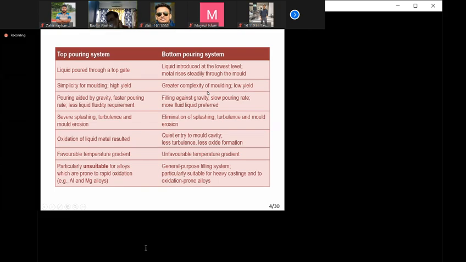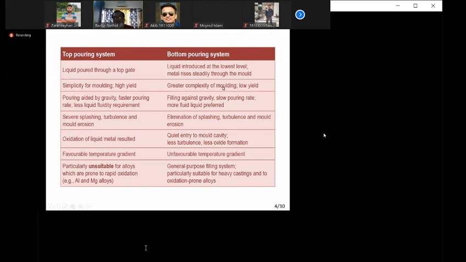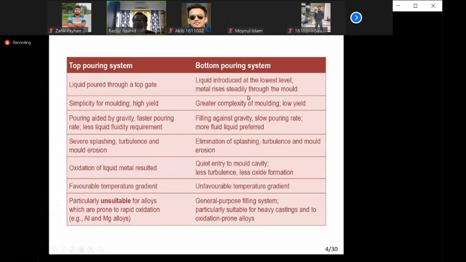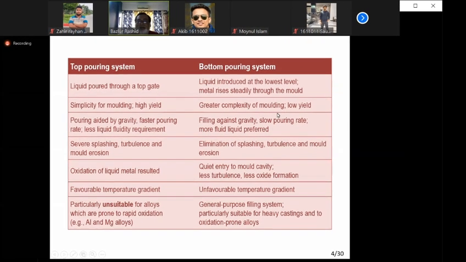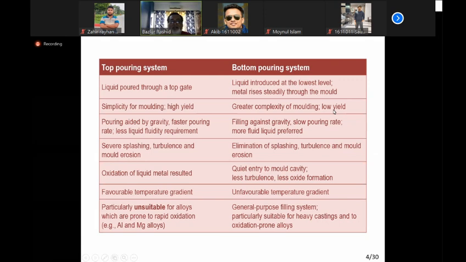Molding, we have seen that. Don't bother about the design of the gating system, and yield is high, obviously. On the other hand, if you have to design a bottom pouring system, there is a lot of complexity. We'll see later. So design of a bottom pouring system is a bit critical, and yield percentage is low. Pouring is aided by gravity, so you have a faster pouring rate and a lower liquid fluidity requirement.